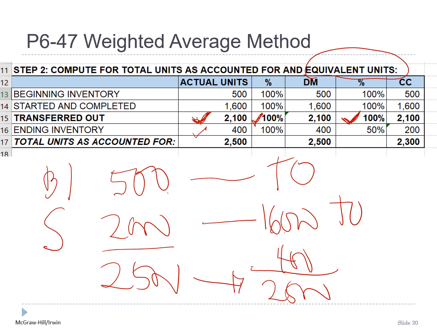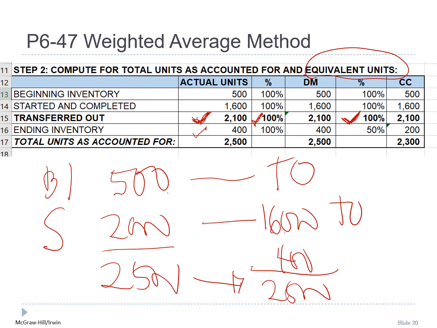Yung ending inventory na 400, hindi siya kasama sa transferred out. Bakit? Kasi pagdating sa direct materials, 100% complete nga siya. Pero pagdating sa conversion cost, 50% complete lang. So therefore, hindi pa siya matatransfer. May iwan pa siya dito sa department natin or department A.